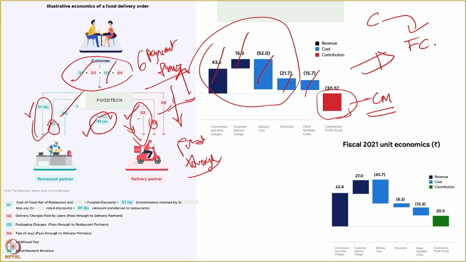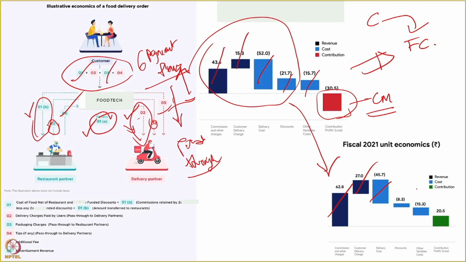Obviously, this business has got a way to go before it actually starts contributing towards the fixed cost. At the moment, they're only going to be recovering part of the variable cost, because they've still got 30.5 million rupees to be recovered before they square off and have recovered all their variable cost.